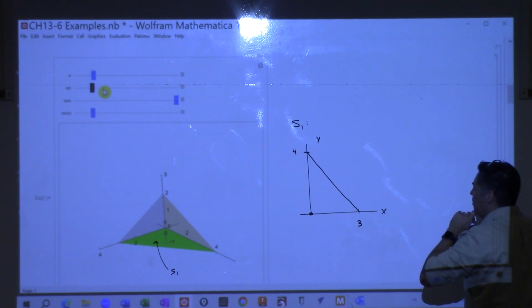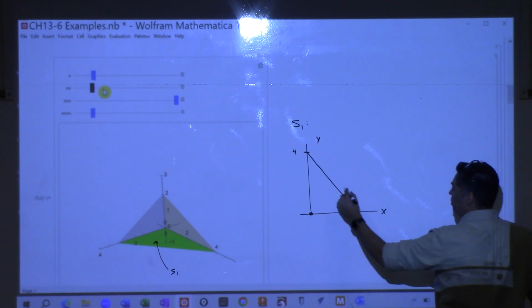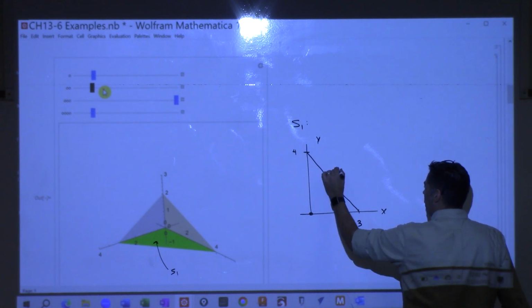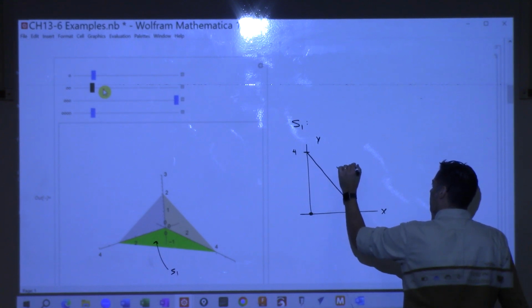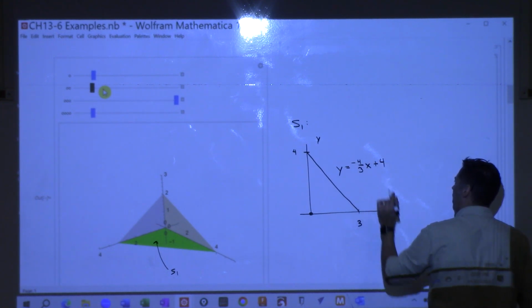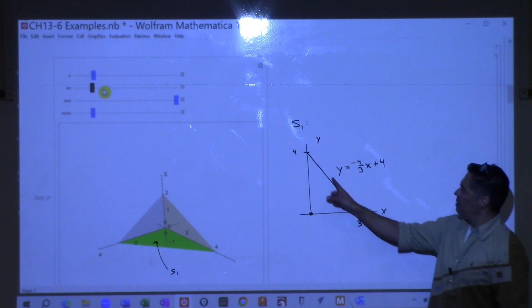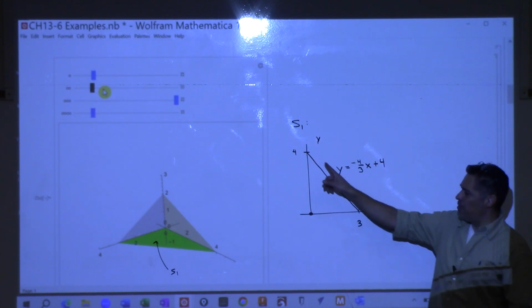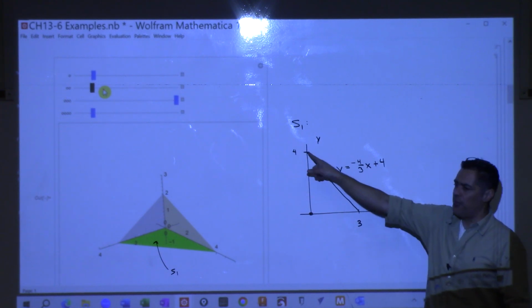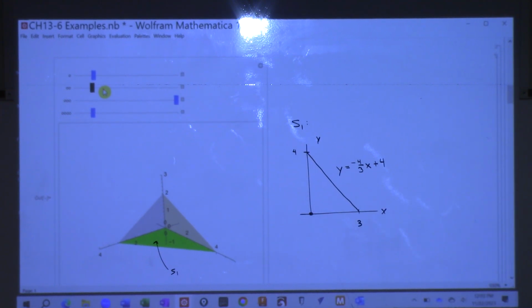Okay. That's useful information because I can look at this as being a function of x. I could say y is equal to negative 4/3 x plus 4. How did I get that equation of that line so fast? We go rise over run. So slope is negative 4/3, and then the y-intercept is 4, right? So that's the equation of that line. Okay, great.